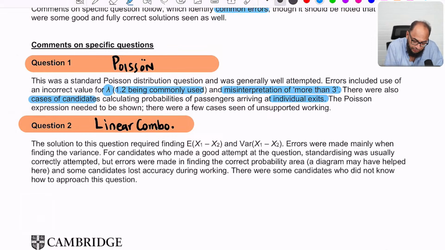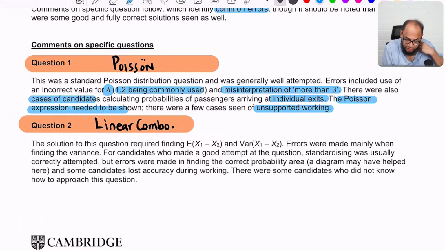The Poisson expression needs to be shown. Yes, we have shown it. There were few cases of unsupported working. That means if you do not show what you are plugging in, you will receive no marks. Keep that in mind.